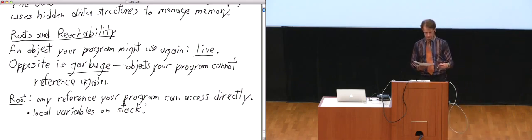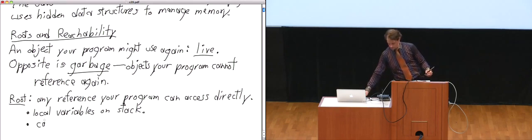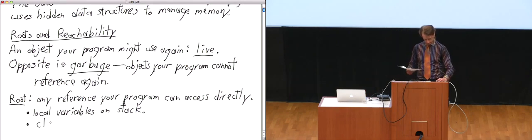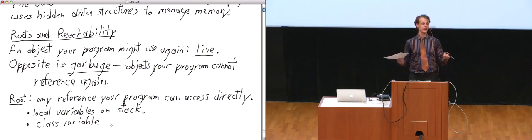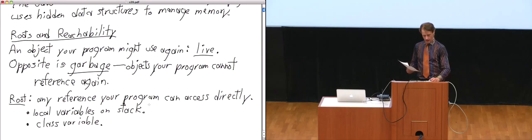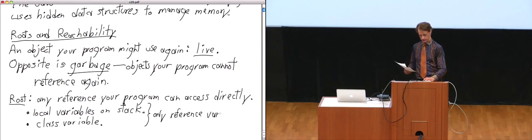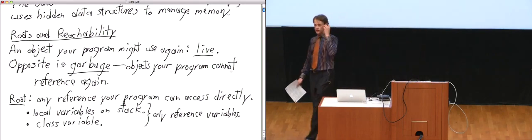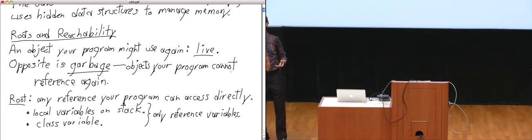So those are roots. Also, every class variable, by which I mean static variables, variables you've declared static. And these are roots as well, but only if they're reference variables. So primitive variables, they're not roots. Just the variables that actually point at objects are roots.